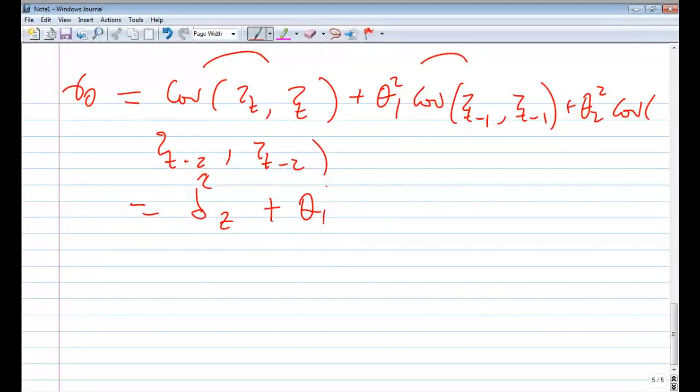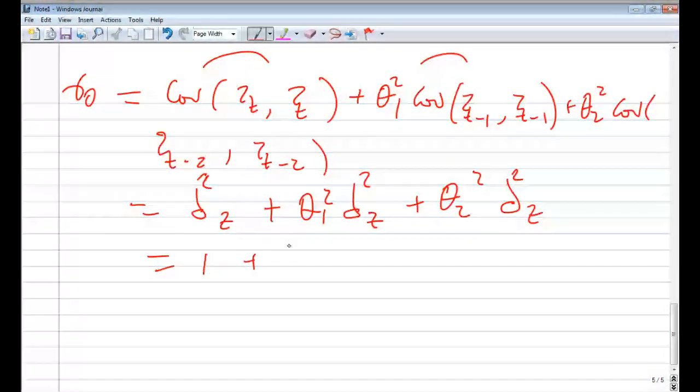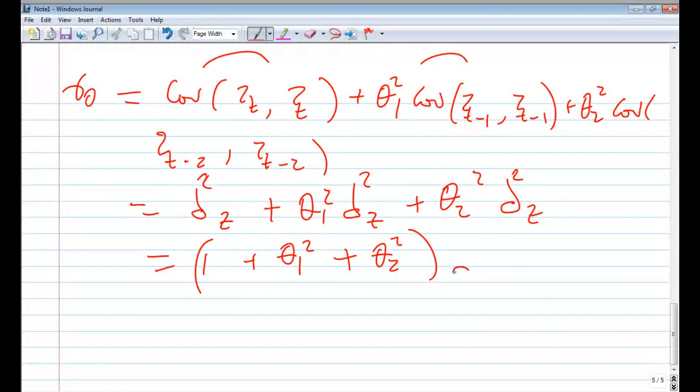So plus, the same applies to this one. We are going to have theta 1 squared, then the curve of ZT minus 1, ZT minus 1 is the same as sigma squared Z. Plus the last part, theta 2 squared, the curve of ZT minus 2, ZT minus 2 is like sigma squared Z. So now, if you check, you can find the common factor, which is what? Sigma squared Z, isn't it? So you're going to get 1 plus theta 1 squared plus theta 2 squared, then close brackets, then you multiply by sigma squared Z. It's what it's supposed to be. You get that?